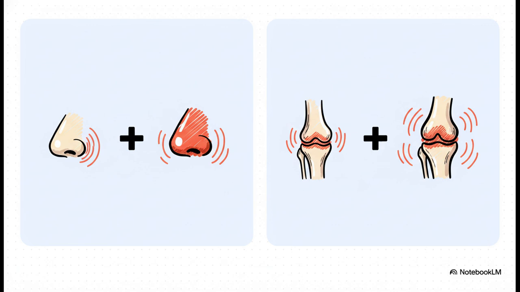And here's where it all just clicks. We already know rhino means nose. So you add itis, and you get rhinitis, inflammation of the nose. The same logic works perfectly for arthritis. Arthro means joint. Add itis, and boom, you've got inflammation of a joint. See? You're already doing it.